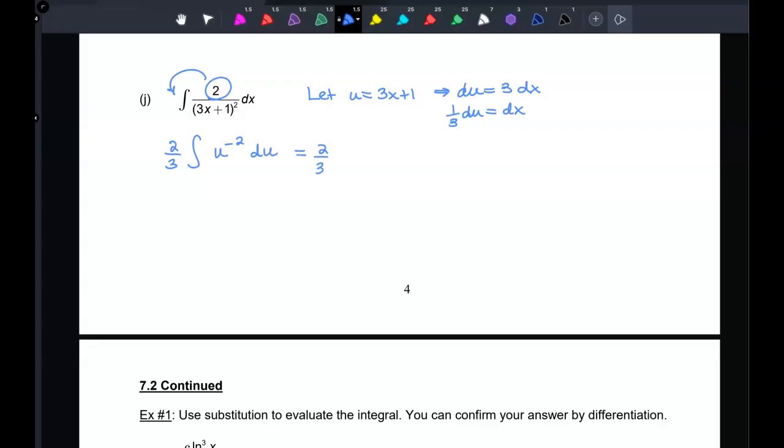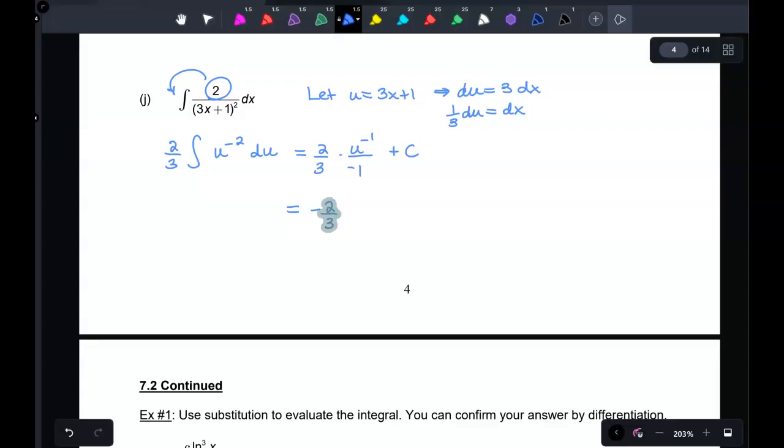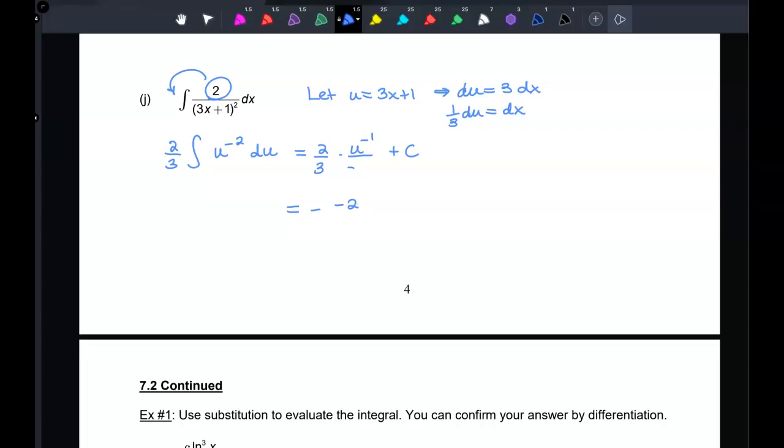Okay, let me just finish this one up. U to the -1 over -1. So this will be -2/3. Well, let me actually write it this way. So it's going to be negative 2 over 3 times 3x plus 1, plus c.